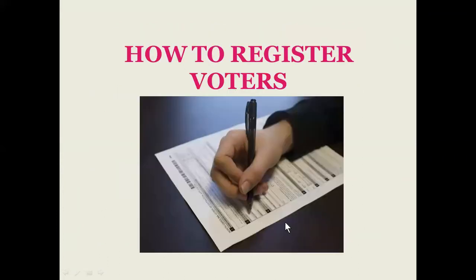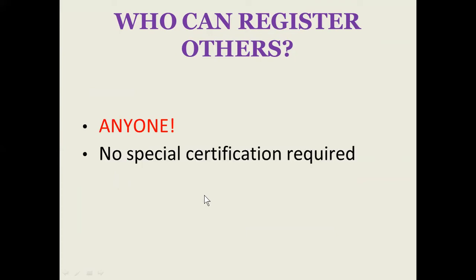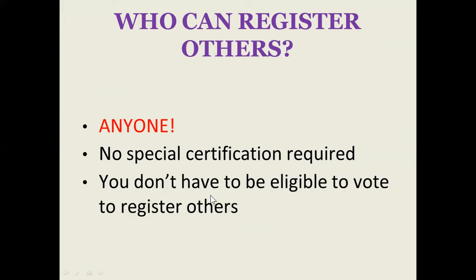Okay, now we're going to go over the form itself and talk about how to actually help people to register. Who can register voters? Anyone can register people to vote. There is no special certification required. You don't even need to be eligible to vote yourself to register other people. Some people are surprised that there aren't any requirements or certifications in North Carolina, but there aren't. Anybody can register people to vote.